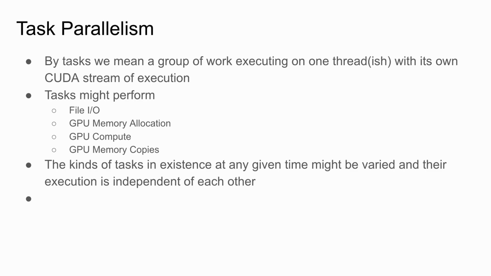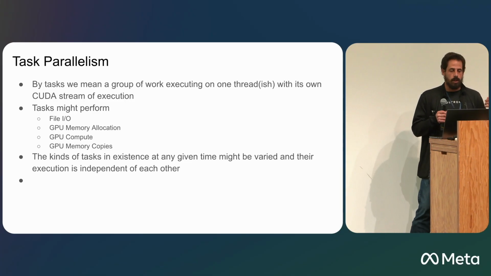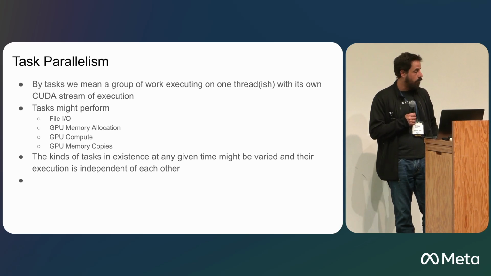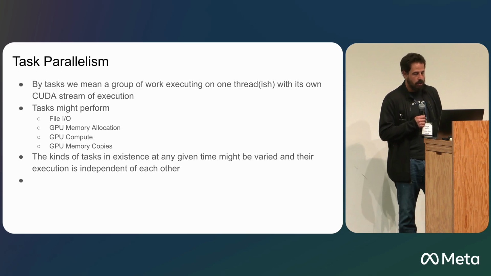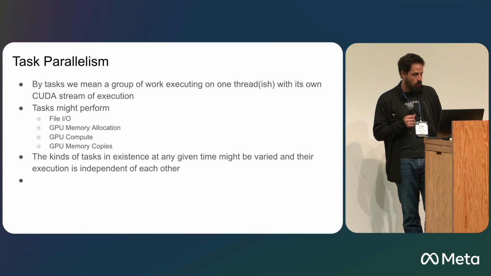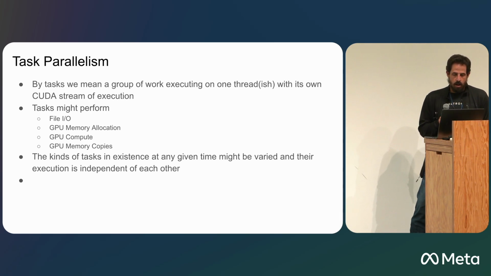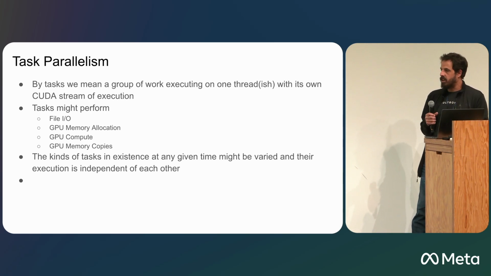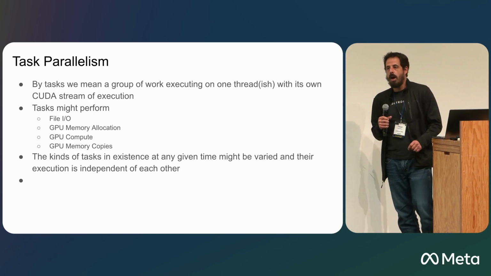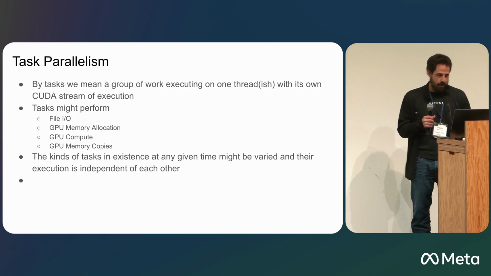So the next thing I want to talk about is task parallelism. In this context, by task, we mean a group of work that's executing on one thread with its own CUDA stream of execution. They might be performing file I/O, allocations, GPU compute, memory copies, or sending data to another node. While the number of tasks that exist at any point in time varies, their execution is independent of each other.